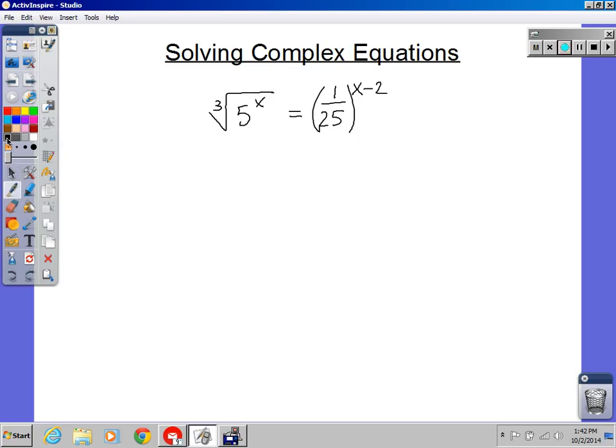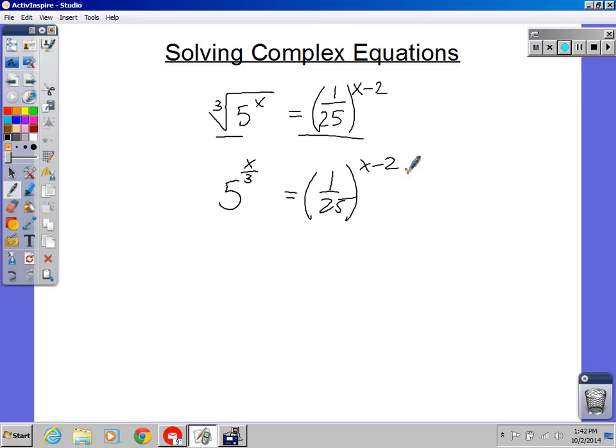All right, so first things first, I want to write both of these as exponents. This right now is written as a root. Remember, we can change any root to an exponent by simply putting the root in the denominator of the fraction. A square root is a fractional exponent, or not a square root, but any root is a fractional exponent. And then I still have 1/25, so the x minus 2.